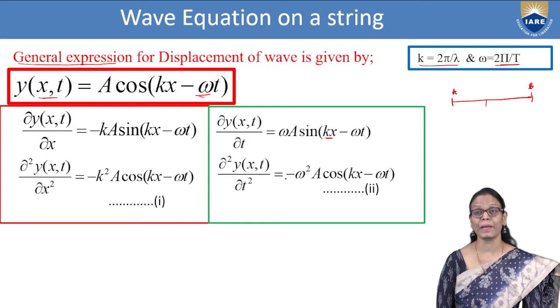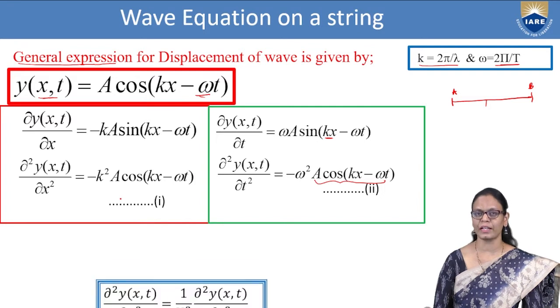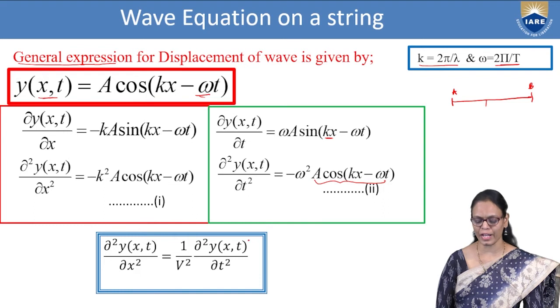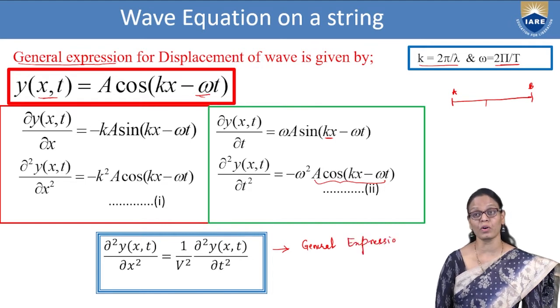Now we compare these two expressions, get the value of a cos(kx minus omega t) from here and substitute in this equation. So what we get is dou square y by dou x square is equal to 1 by v square times dou square y by dou t square. This is the general expression for any wave, where v represents the velocity of the wave.